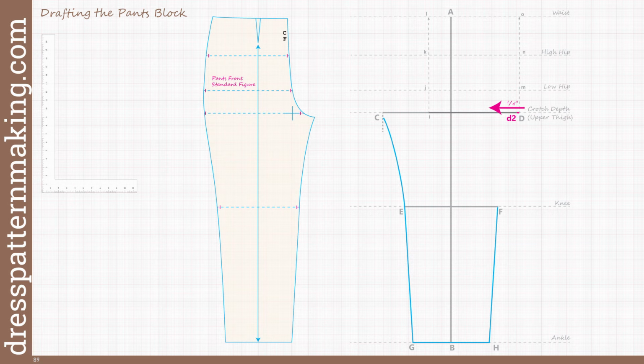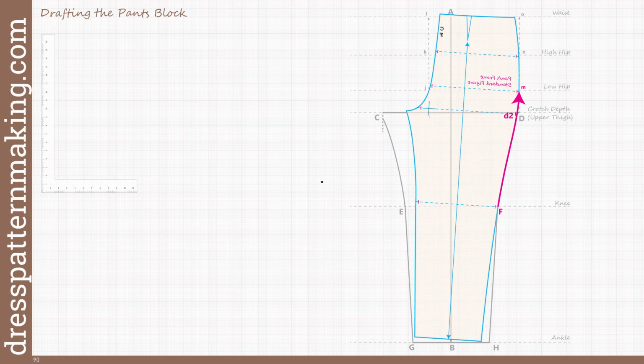Setting aside the pant front for a minute, on the pant back, measure in from point D for 1/4 inch and mark point D2. So bring the front block back again and flip it over so you can match up the side seams. Match the knee line of the front block with the knee line of the back block at point F. Rotate the front block so that it passes through point D2 and touches the low hip at point M. Trace that front block from point F to point M.